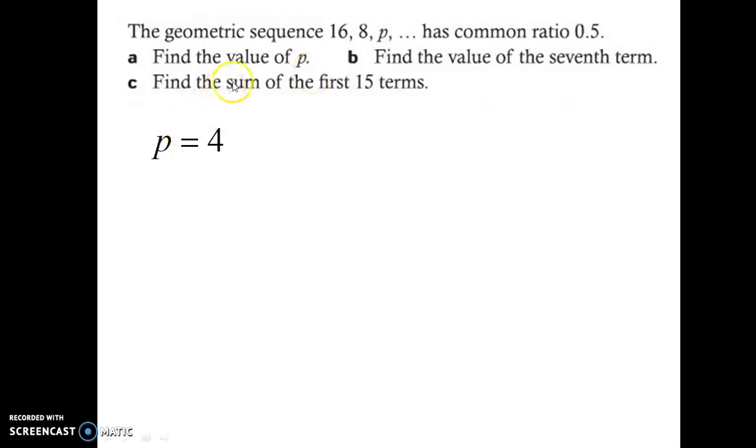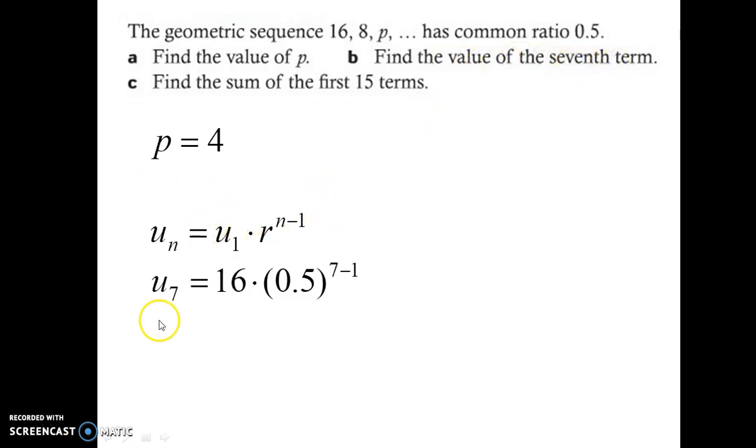Right, hopefully you got p equals 4 because these are being multiplied by half every time, so half of 8 would be 4. Okay, find the value of the 7th term. Try that now. All right, to do that, you're going to use your regular nth term formula. This is not a sum, it just says the value of the 7th. So what is the 7th term? You're going to use that formula, and you're going to put u7, first term is 16, times the r value, 7 minus 1 here. And u7 is 0.25.